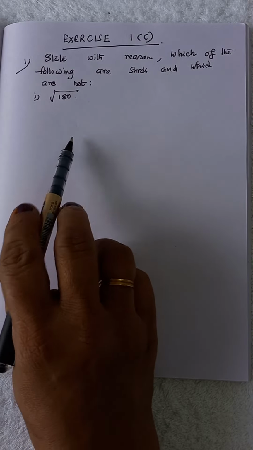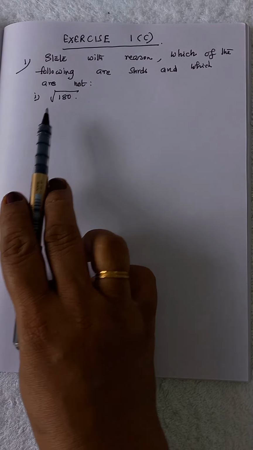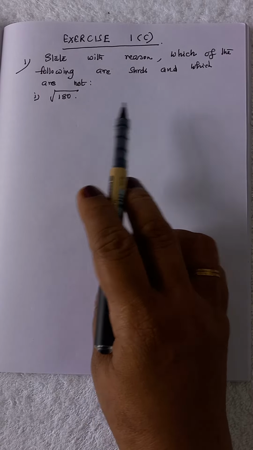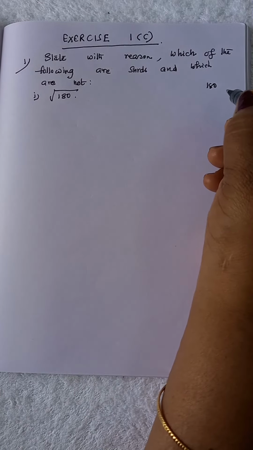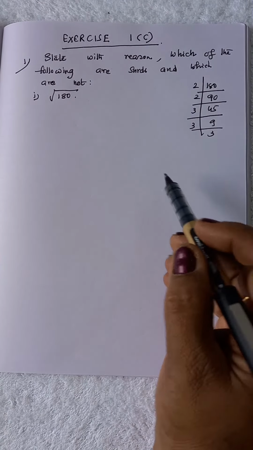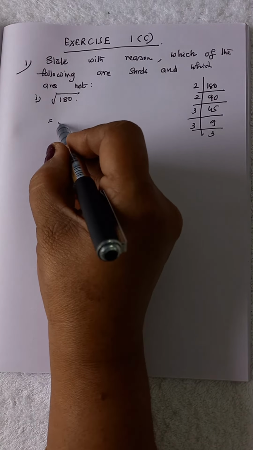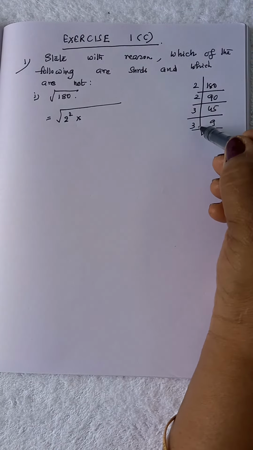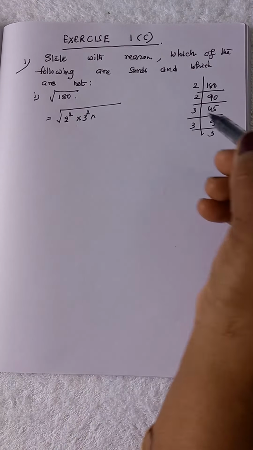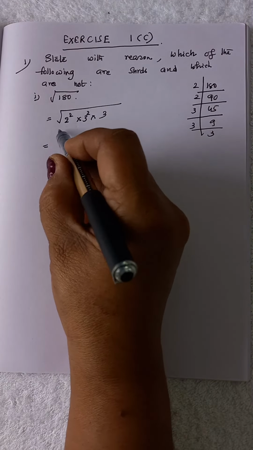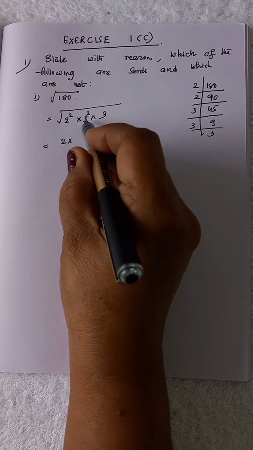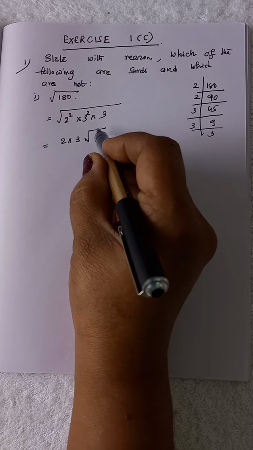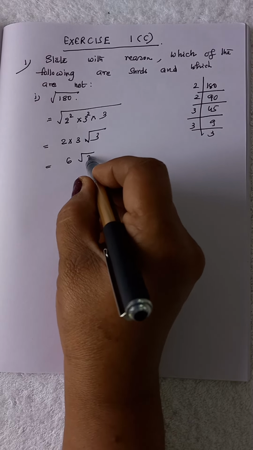Now we will do exercise 1c. In that, the first question is: state with reason which of the following are thirds and which are not. First question is root 180. This root 180 can be factorized, so that we can write this root 180 as root of 2 into 2, 2 square, into 3 into 3, that is 3 square, then one more 3 is there. So this is 2 into 3 into root 5... one 3 is there, no pair. So, 6 root 3.